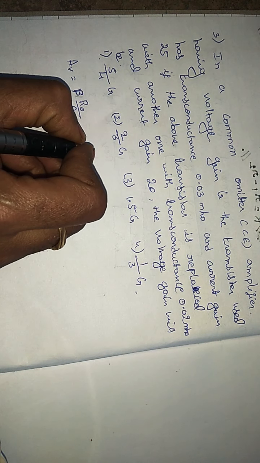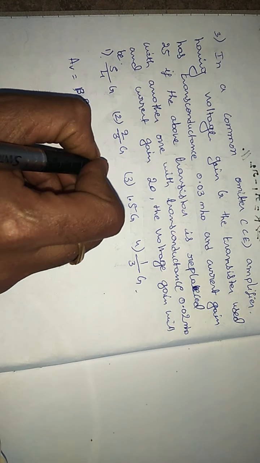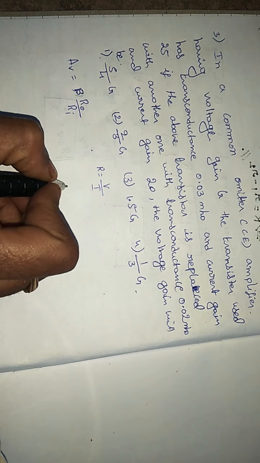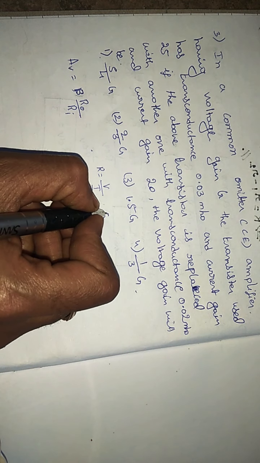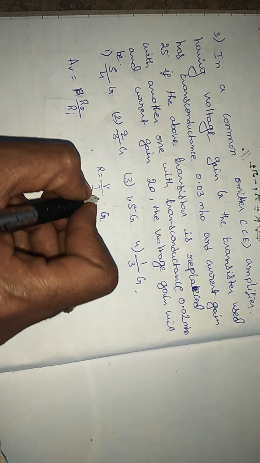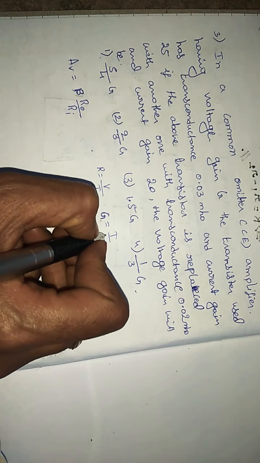So now voltage gain is beta into R naught divided by Ri, where Ri is the input resistance, and here the value is given for transconductance. Transconductance is nothing but conductance, the opposite of resistance. Using Ohm's law, resistance is R equals V by I. So conductance, which I note as G, for a transistor is taken as G equals I by V.